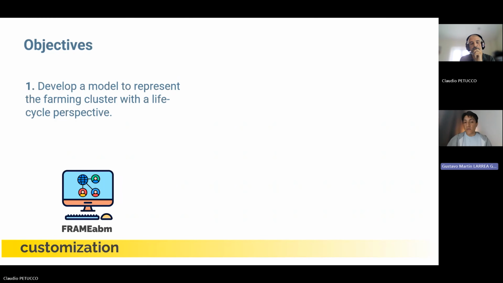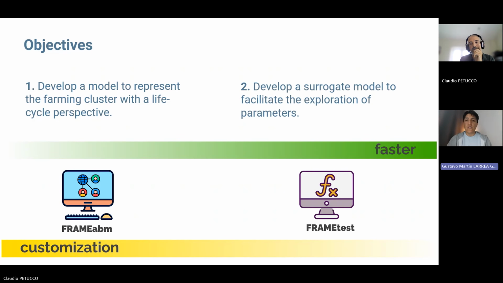So we came up with this model called FrameABM, and it's a highly customizable model that unfortunately requires a lot of effort to explore parameters and to understand which parameters can be affecting the final outcome. And that's why we had as a second objective, next one please, to develop a surrogate model or meta model that could facilitate the exploration of parameters, that could somehow embed what this ABM model has and give us some insights in a faster manner. And that is what FrameTest is.